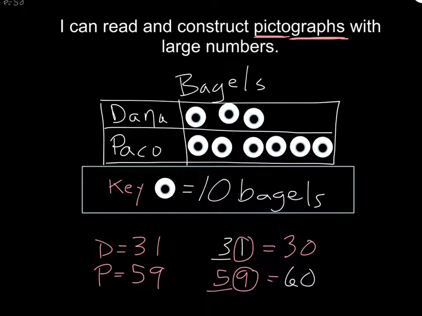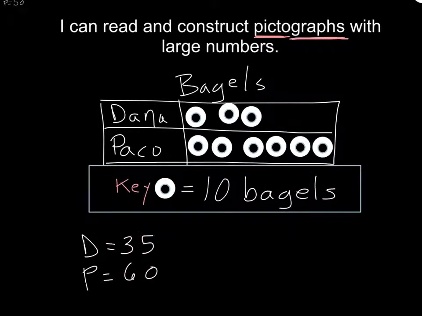Now I'm going to give you one more to think about that's a little bit different. So here's another situation that we could have a pictograph. I see that Dana has 35 bagels and Paco has 60. Well, Paco up here, 10, 20, 30, 40, 50, 60. Yep, that's 60. But this does not equal 35. And I don't really want to round this because it's right in between 30 and 40, and I want to represent this exactly. What could I do with this picture to show that it's 35 and not 30 or 40?